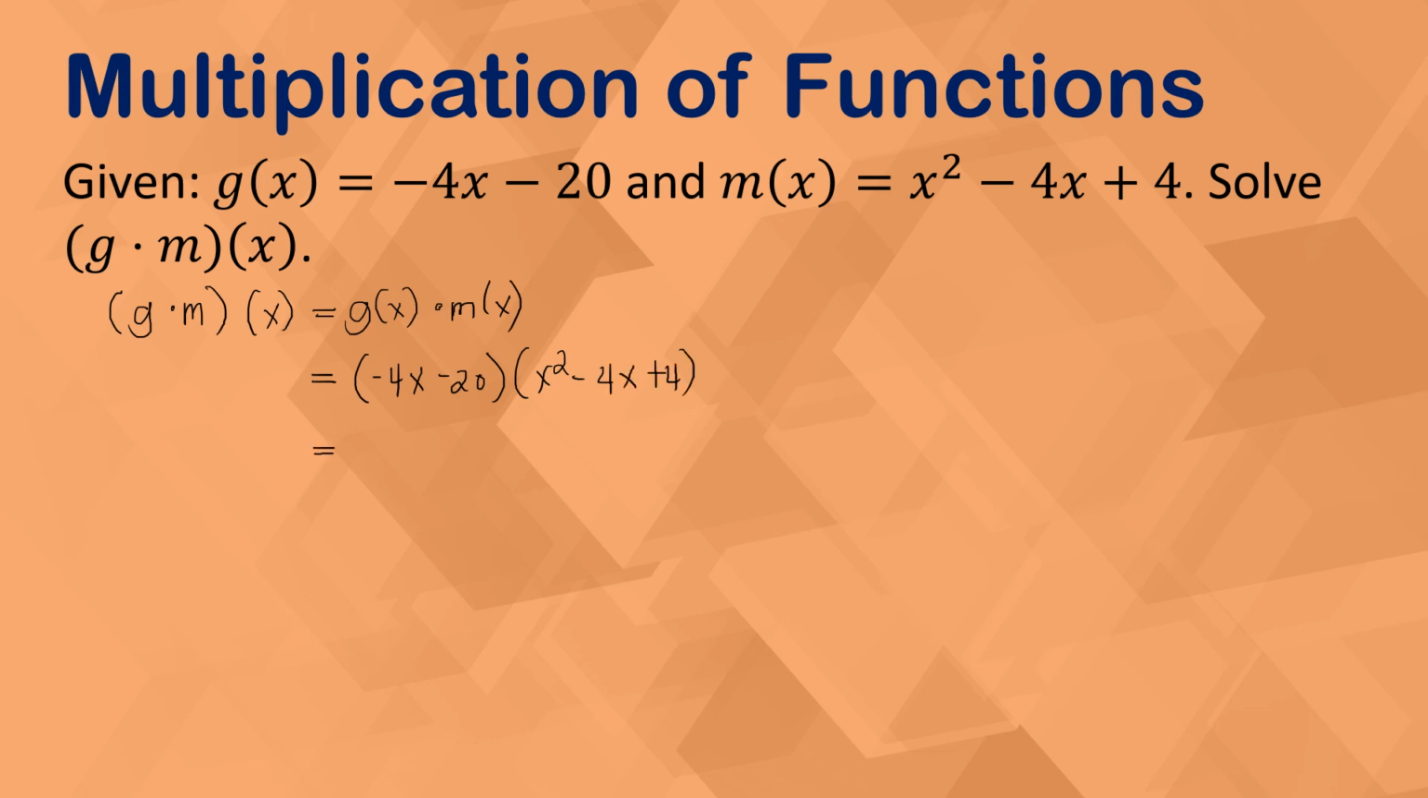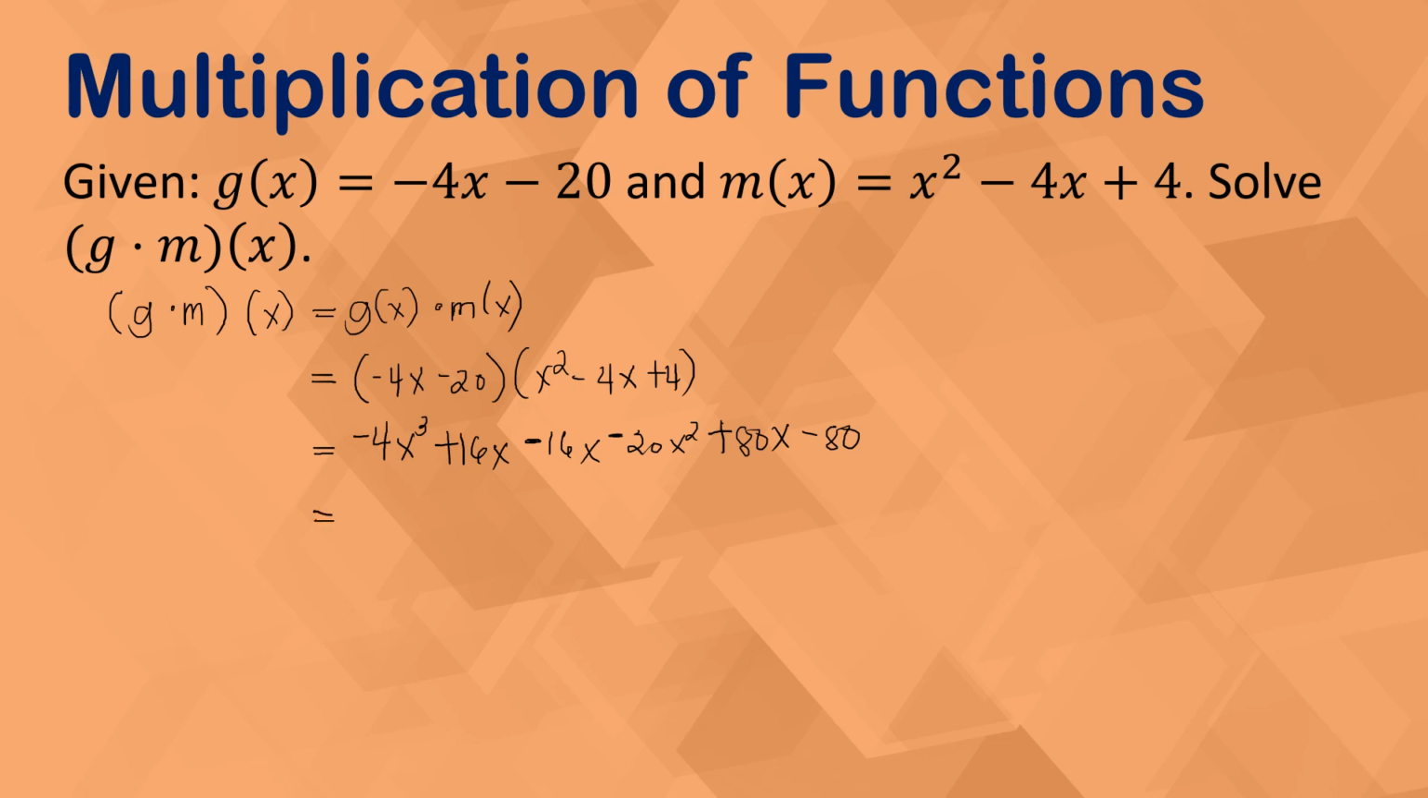Okay, so we just multiply the two terms. Okay, so we have here negative 4x times x squared is negative 4x cubed. Negative 4x times negative 4x is positive 16x. Negative 4x times positive 4, it's negative 16x. Okay, next we have here negative 20 times x squared is negative 20x squared. Negative 20 times negative 4x is positive 80x. And negative 20 times 4, it's negative 80.